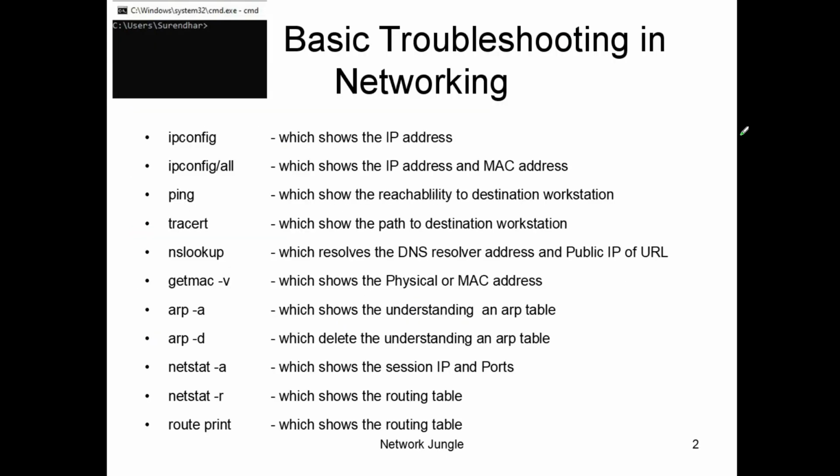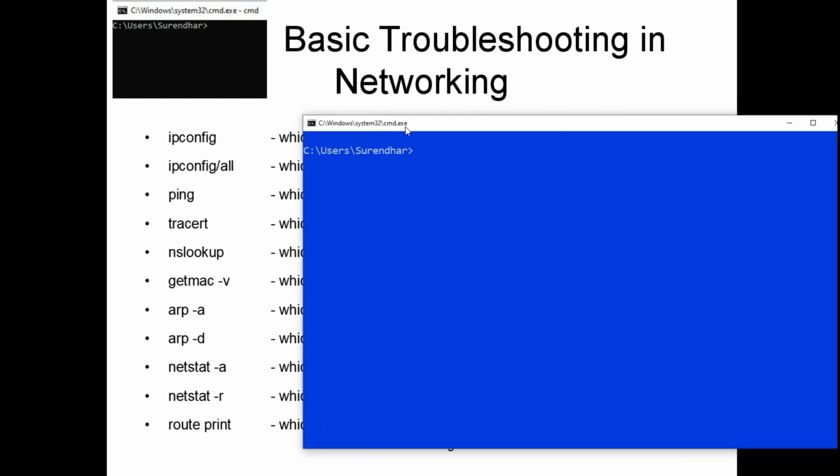Today we talk about the basic troubleshooting in networking. These commands are very useful for troubleshooting in the network field. Let's discuss them one by one in a detailed manner. So the first command is ipconfig, which shows the IP address. Let's take the command prompt.